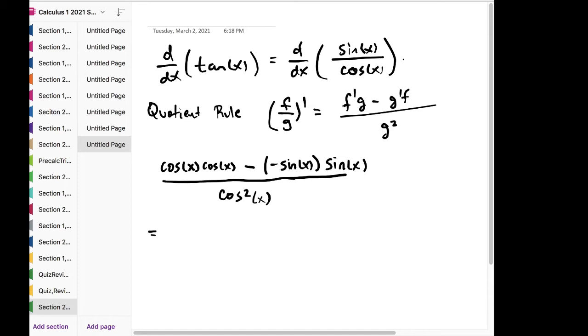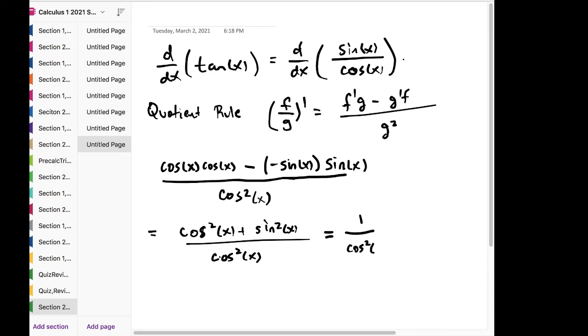Okay, so that gives us cosine squared plus sine squared, because you have two minuses, over cosine squared. What is the numerator? What is cosine squared plus sine squared? Correct, it's 1. Remember, because it's plus. When it's minus, it's cosine 2x.